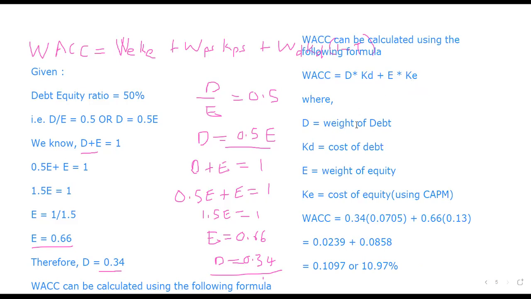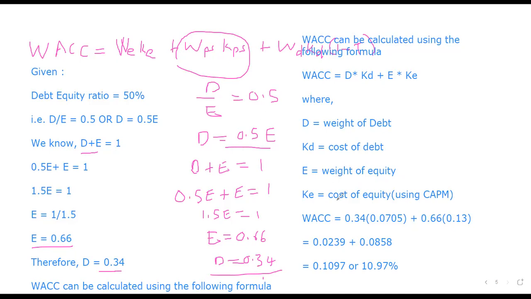Our debt here is the weight of the debt. If you're not given the amounts like we were doing in the previous, you can calculate the weights using what we're just doing here. So the weight composition of the equity is 66% and the weight of the debt is 34%. We rule out the preference shares because they're not here. We can't consider them in this calculation.